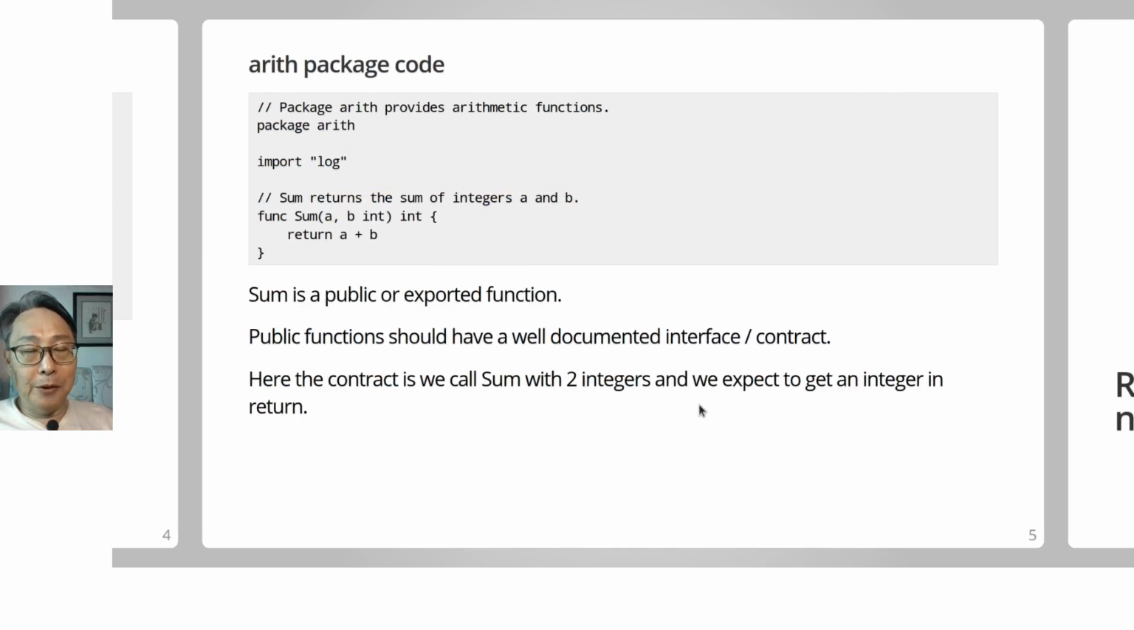So this is how we write packages or libraries in Go. We start off by saying this belongs to the arithmetic package, and the sum of two integers is this. Note that in Go, exported functions start with an uppercase character, and you should always document exported or public functions. That's why sum has a comment here, and this will be shown in the Go doc or Go documentation tool when we run it. So the contract here is we call sum with two integers, and we expect to get an integer in return.